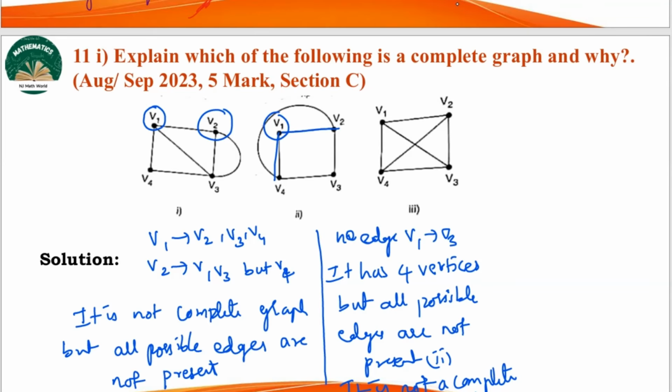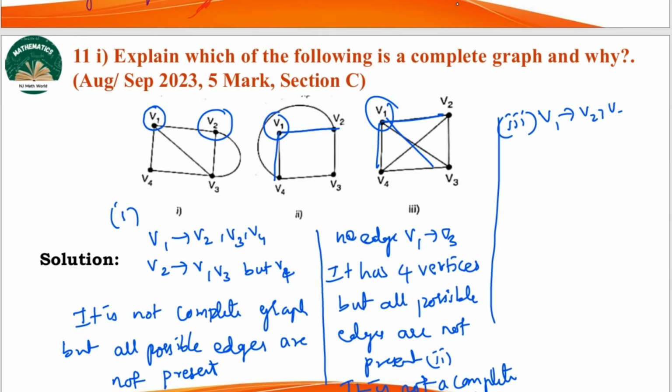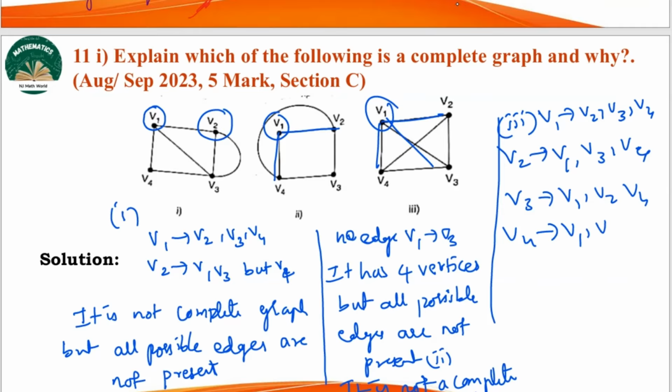So the next one, if you take the third one. We can see V1 is connected to V2, V3 and V4. Then V2 is connected to V1, V3, V4. Then V3 is connected to V1, V2, V4. Then V4 is connected to V1, V2, V3. So all possible edges are present.